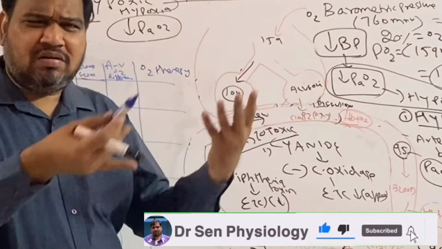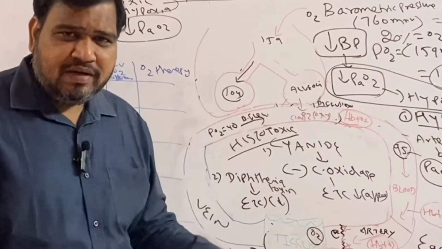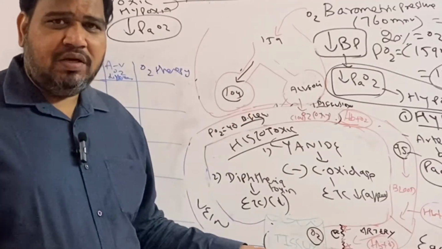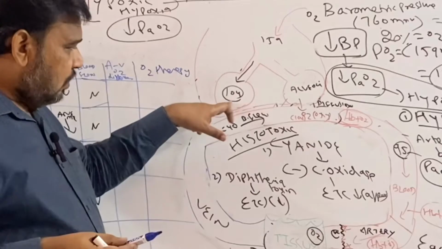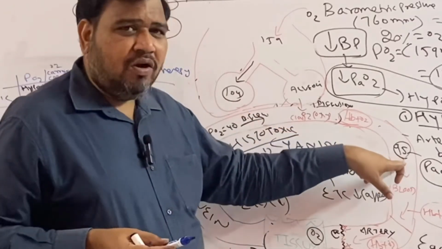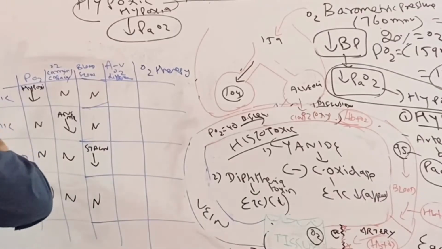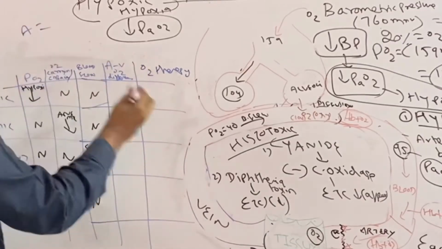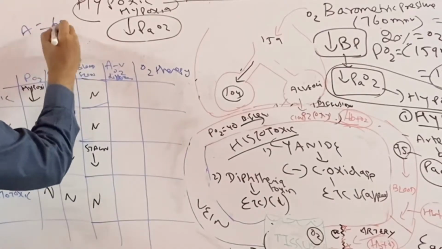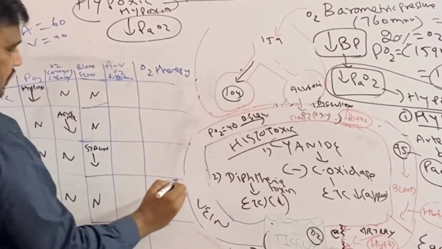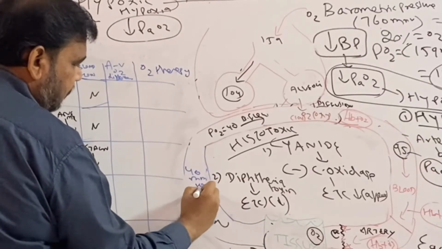Hypoxia, I told you various causes: closed door, high altitude, decreased ventilation, decreased diffusion. So this 104 also will be less, this 95 also will be less. So in AV, what will happen? A will be, instead of 95, it may be 80 or 60. I will keep it as 60. V will be 40, no problem. The partial pressure of the vein is 40 millimeter mercury.